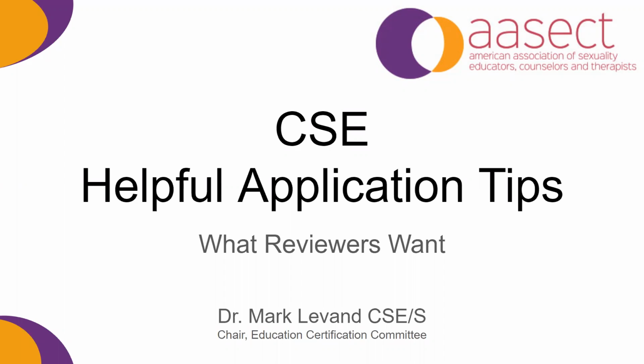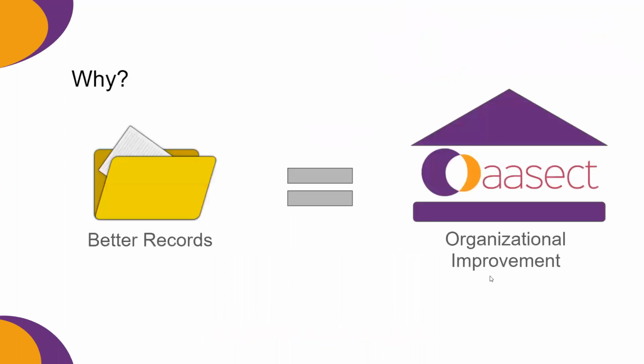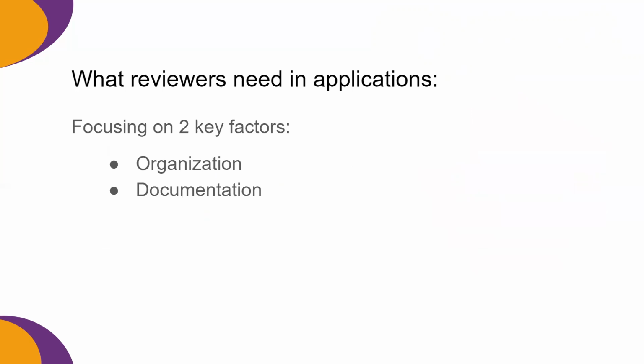This is a brief video on what reviewers are looking for in the review process for applications to be a Certified Sexuality Educator. So why is ASECT doing a video like this? Why are we trying to communicate about the better records that ASECT's trying to keep? It's in order to have organizational improvement, in order to say, hey, what types of errors do we commonly see in applications? We needed to keep better records so that we can grow as an institution. This video is attempting to address some of these issues that we've seen over the years.